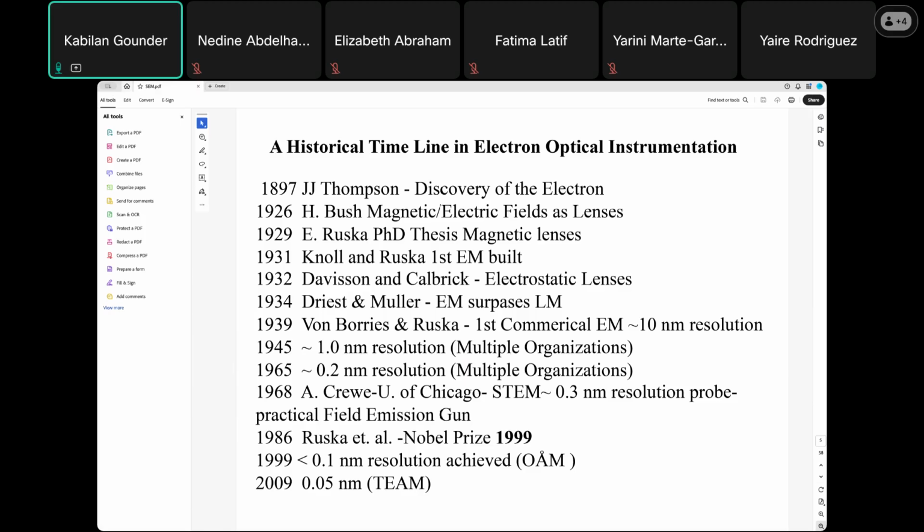1986, then A. Crewe, he's from Chicago, developed a 0.3 nm resolution probe with a practical field emission gun. Also, Ruska et al. got a Nobel Prize for this, in 1986. So now one can achieve 0.1, now 0.05 nanometer, and is also able to analyze.